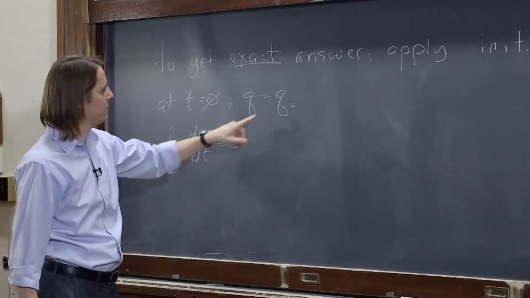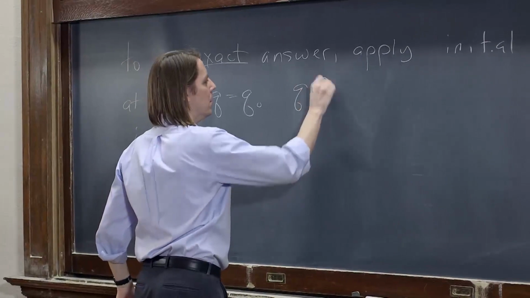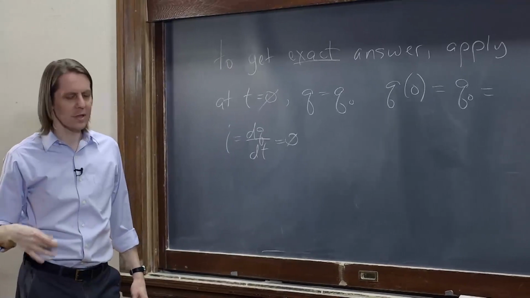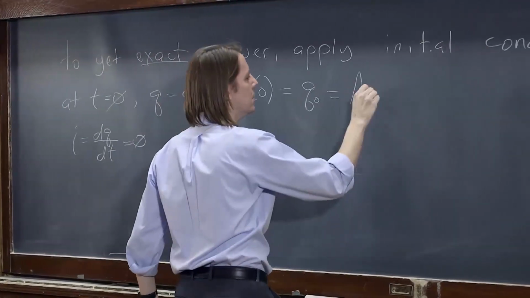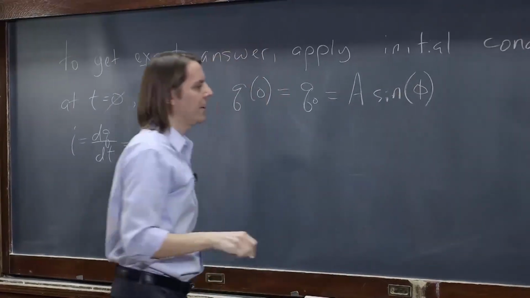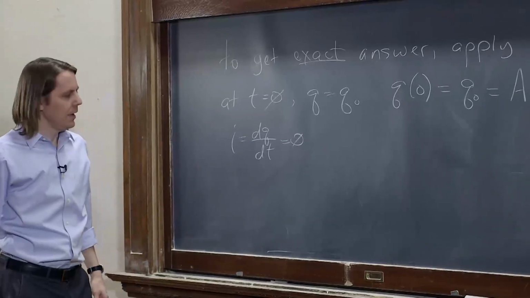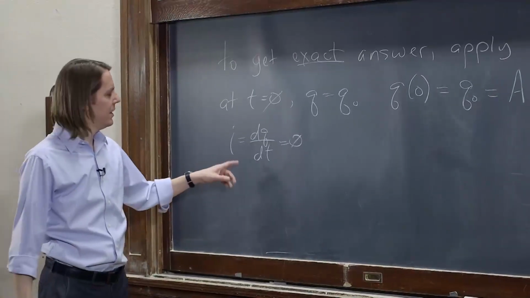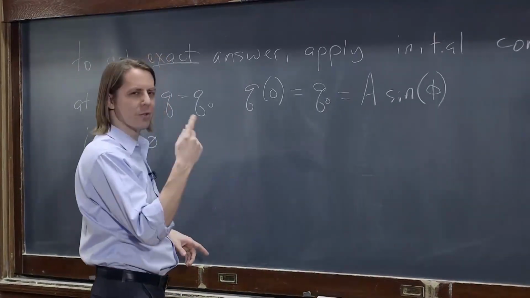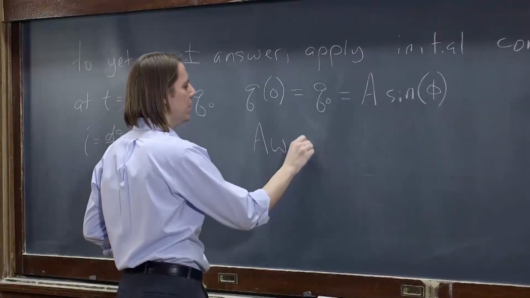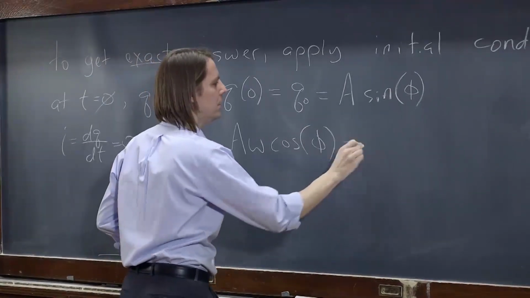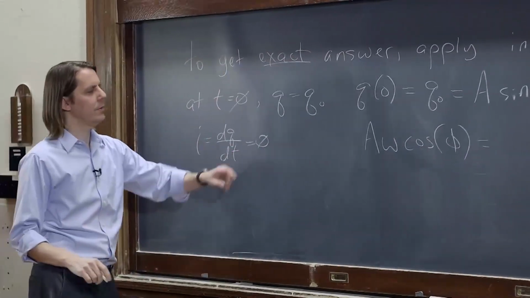So let's apply this one first. So q at 0, we said, equals q naught. But if we plug that into the first guess, the sine guess, sine omega t is 0, because this is at time 0. So that's A sine phi. There we go. And now let's plug in for this guess. This is dq dt at time 0, so that would be the derivative of sine is cosine. That would be A omega cosine omega t is 0, so cosine phi equals 0, right?